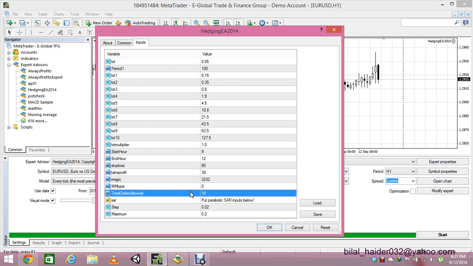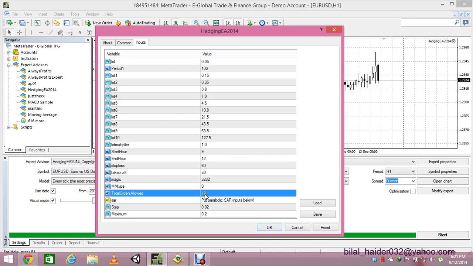Total orders allowed, I have set this value to 10, but trust me, it never goes more than 6 or 8 trades, 6 or 7 trades. At maximum it placed 7 trades, so it will not go up to 10 trades.